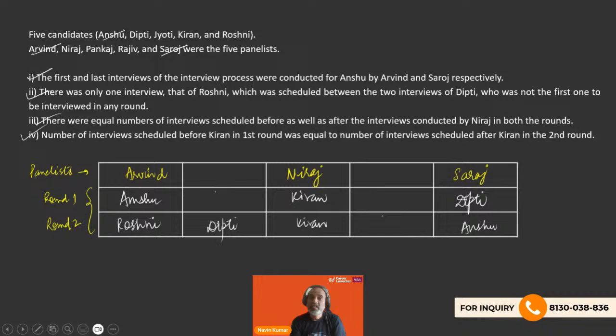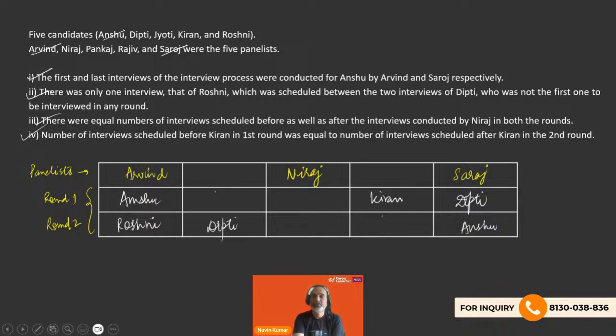But the thing is, Kiran gets interviewed by the same person in both the rounds. This is not allowed, right? So we cannot have the same person's name in a column. So this has to be removed. This is not possible.